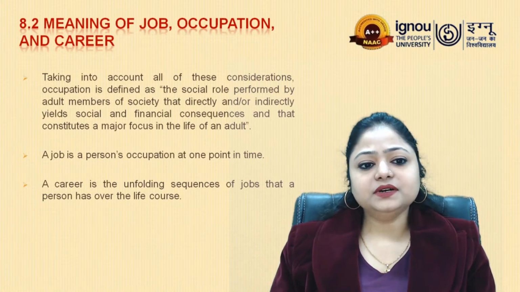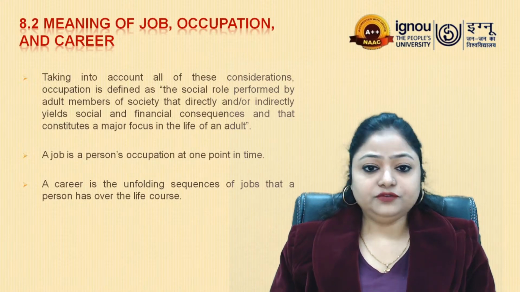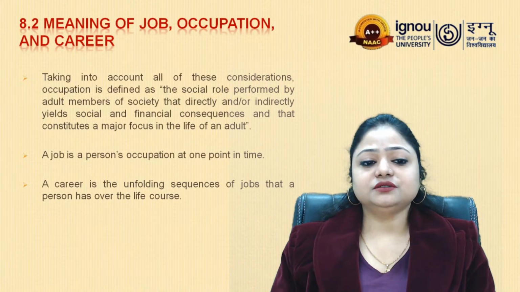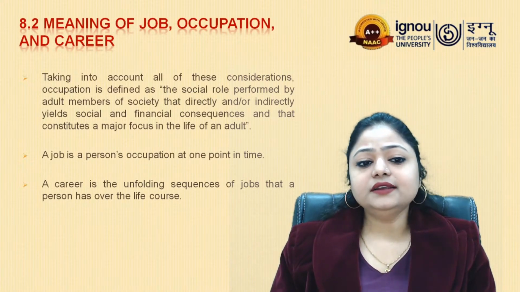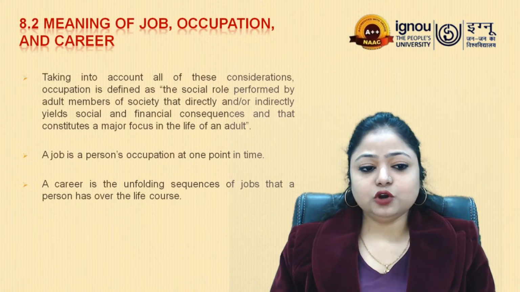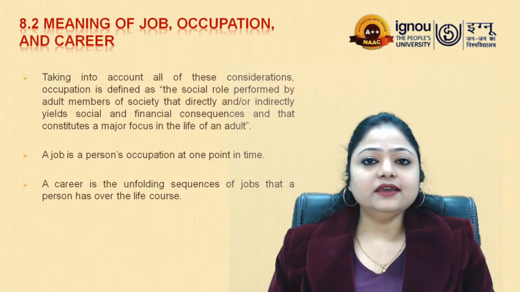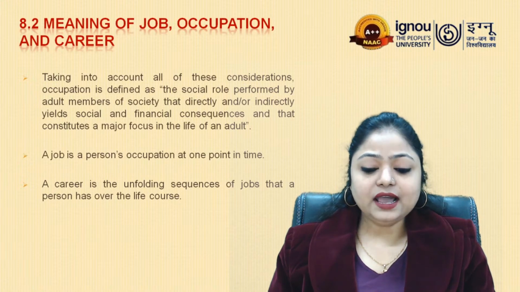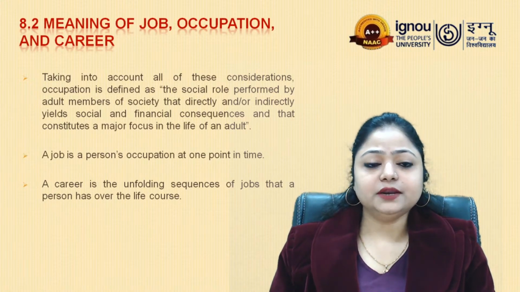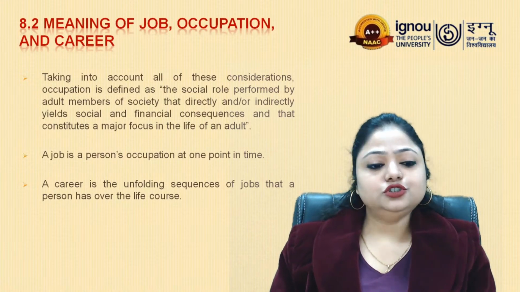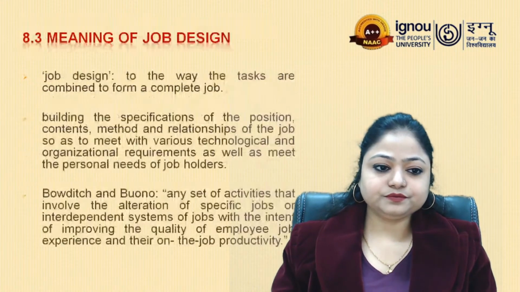So the job is a person's occupation at one point in time. If I'm a professor, my job is to teach. My job is to write and do research. A career is the unfolding sequence of jobs that a person has over the life course. So I have a career in teaching. This is how we differentiate between occupation, job, and career.